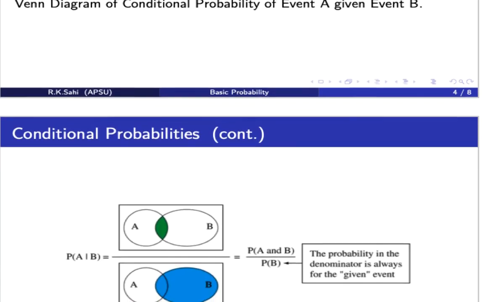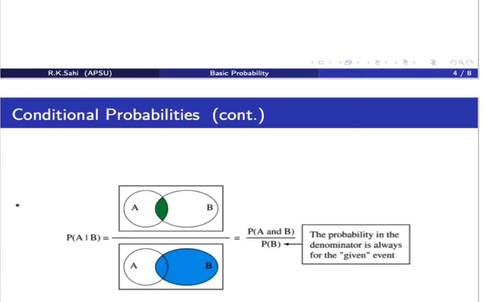So this is the Venn diagram of our conditional probability. Probability of A given B, that means this B event has occurred. You see this one? This whole B event has occurred. First, out of this event B, what is the probability that A will occur? That's the common part here. So the probability in the denominator is always for the given event.